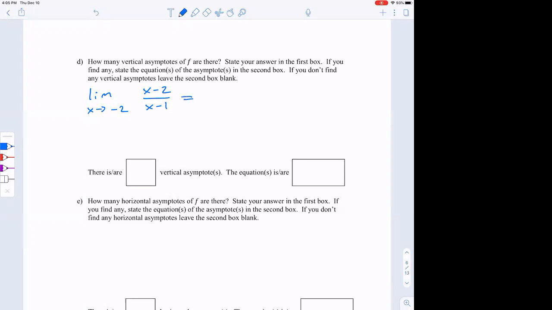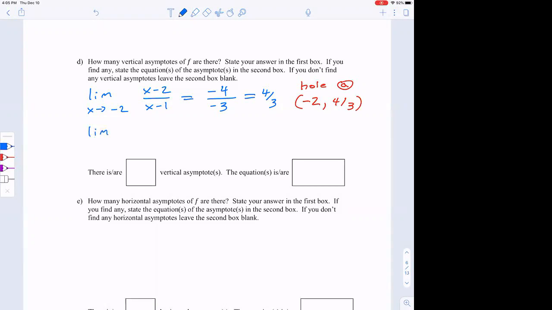So from here, we can just go ahead and plug in minus 2, and we get minus 4 in the numerator, and we get minus 3 in the denominator. So we get 4 over 3. So from both sides, our function approaches 4 over 3 at minus 2. That means that we have a hole at this particular point, minus 2, 4 over 3. So there's not an asymptote there, it's a hole. We'll remember to draw that when it's time to sketch our curve.